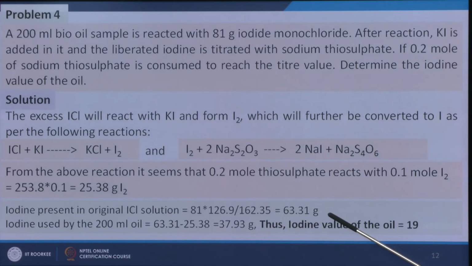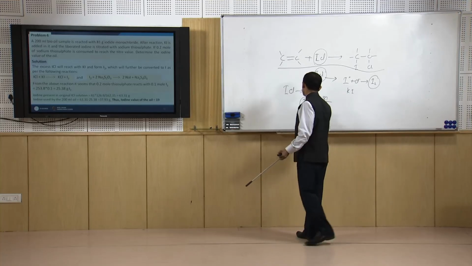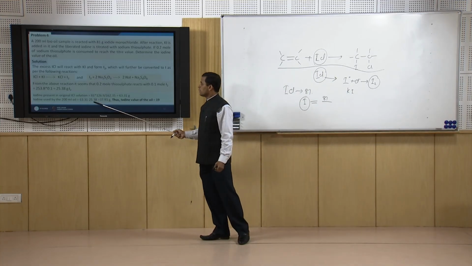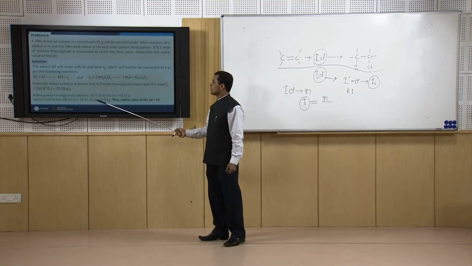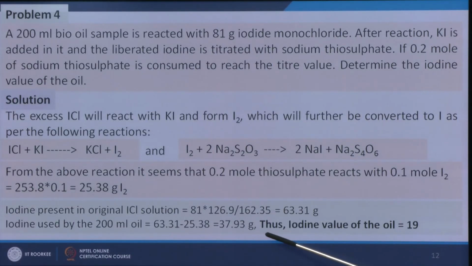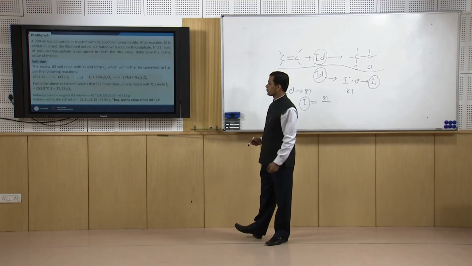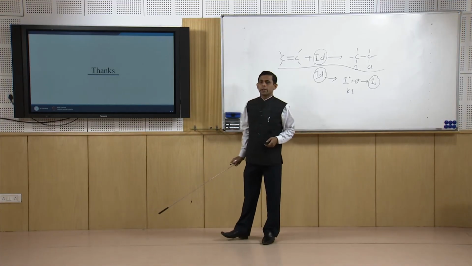So, 63.21 gram, this is in terms of iodine. So, this minus 25.38, that is 63.31 minus 25.38, which is equal to 37.93 gram. So, this is the iodine used by this 200 ml oil, 37.93 gram. Thus the iodine value of this oil is this divided by 2, that is around 19. So, up to this in this module, thank you for your patience.